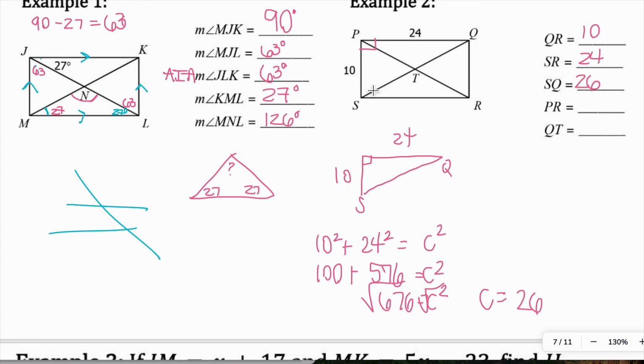If SQ is 26, then that also means PR is 26, because these are both diagonals, and diagonals are going to be congruent. QT is exactly half that diagonal, so half of 26 is going to give me 13.